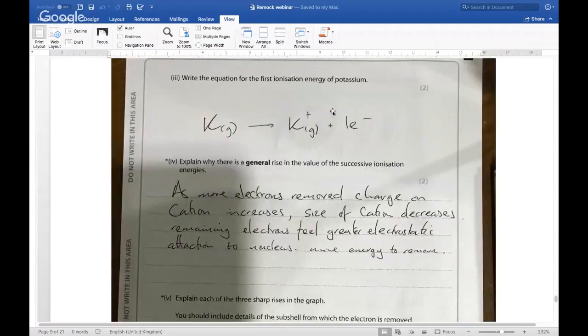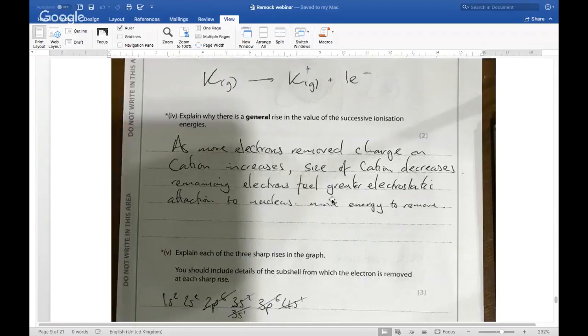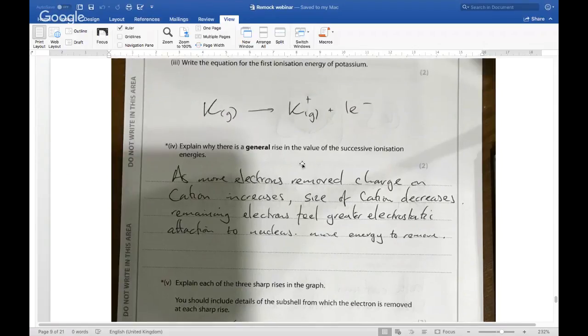Right. Write an equation for the first ionization energy. Sophia, you got it backwards, but you got 1 for the balance and the state symbols. So gas potassium plus 1 electron. You're done.